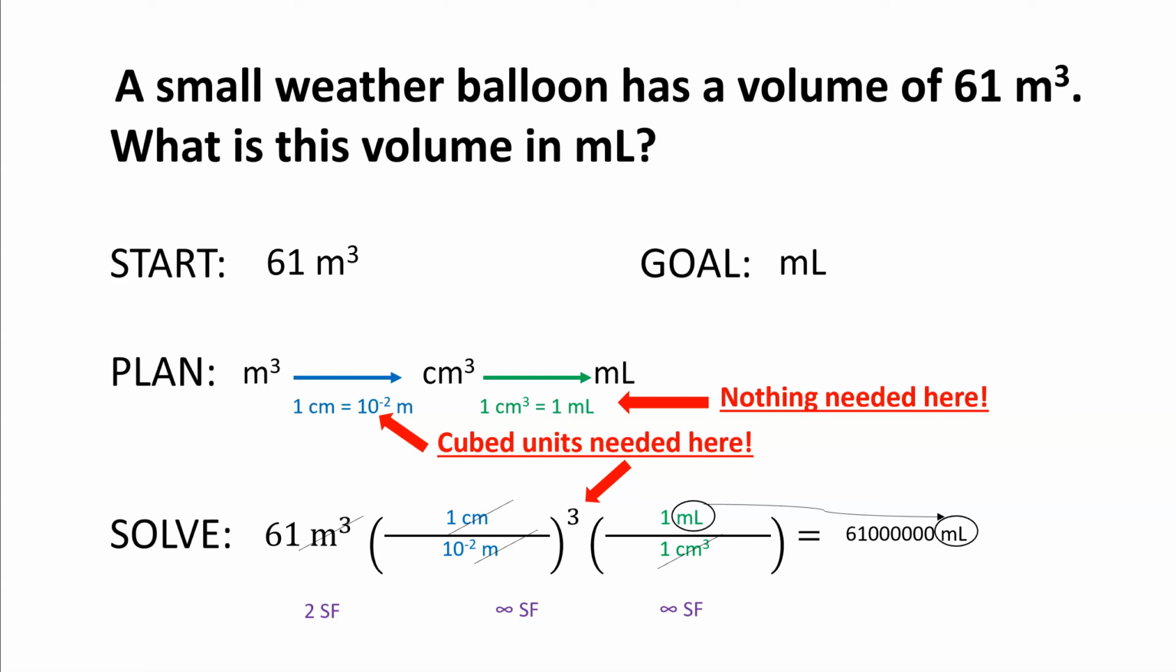So our starting value has 2 significant figures. The conversion factors we used are all from definitions. So 1 cubic centimeter equals 1 milliliter is a definition with no uncertainty, so infinite significant figures, and our prefixes are also from a definition, so infinite significant figures. Our answer should have 2 significant figures. You can write it in decimal form or you can write it in scientific notation. That is up to you. That was not specified in this problem. So 6.1 times 10 to the 7th milliliters, or 61 million milliliters.